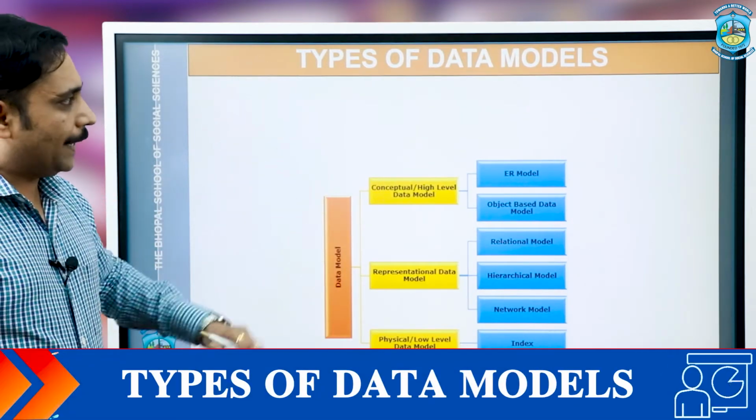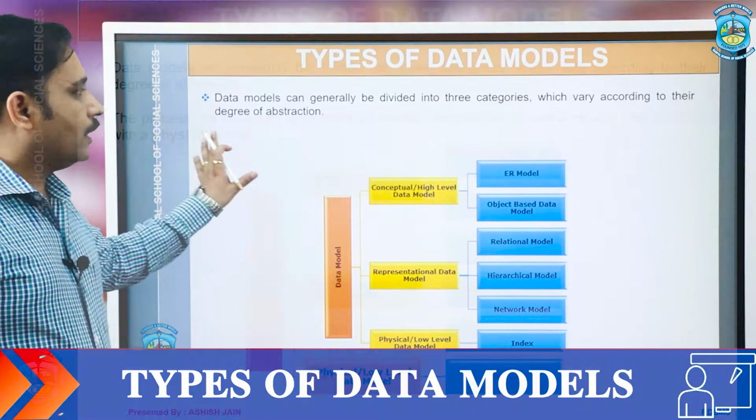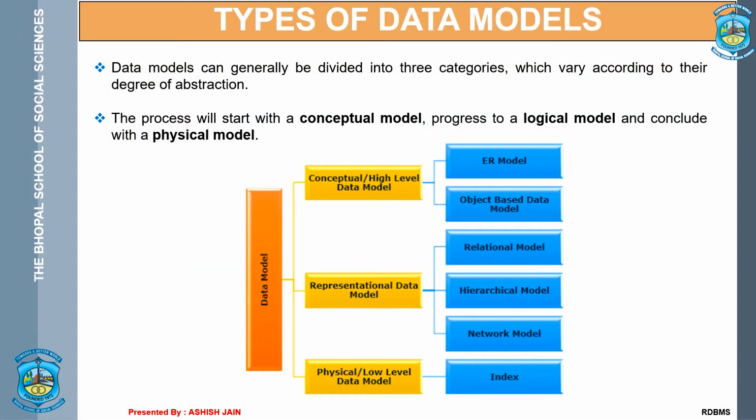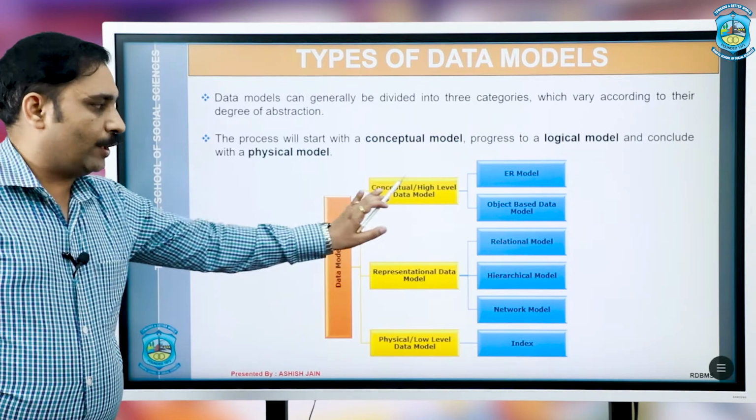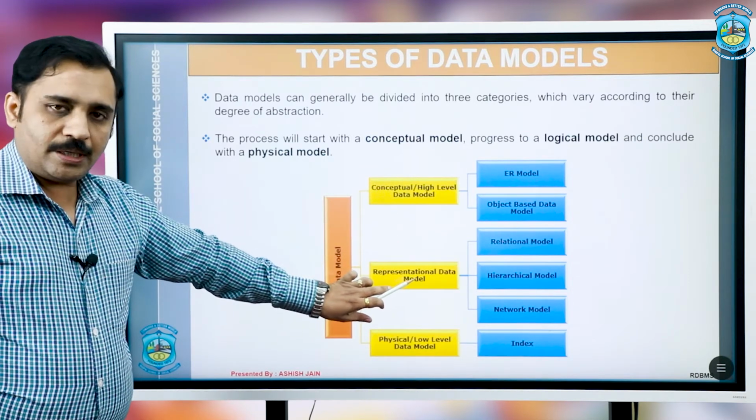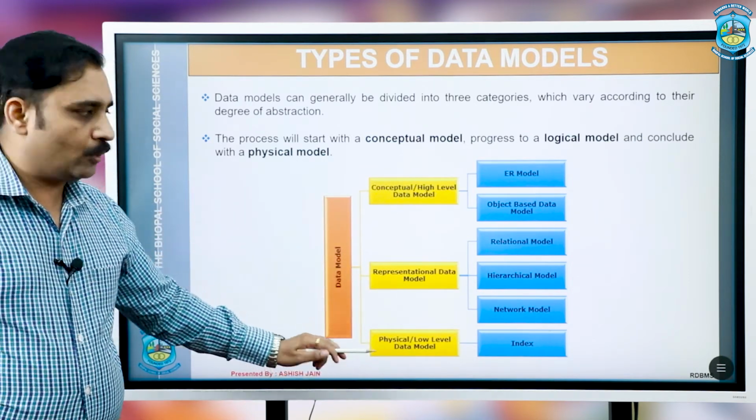These are the types of data modeling. Here data models can be generally divided into three categories which vary according to the degree of abstraction they offer. We start with the conceptual model, then we have the logical model, and finally we have the physical model. Conceptual model offers the highest degree of abstraction, logical model somewhat less, and physical model offers the least degree of abstraction. So here we classify that into conceptual or high level model, the representation or the logical model, and finally the physical model.